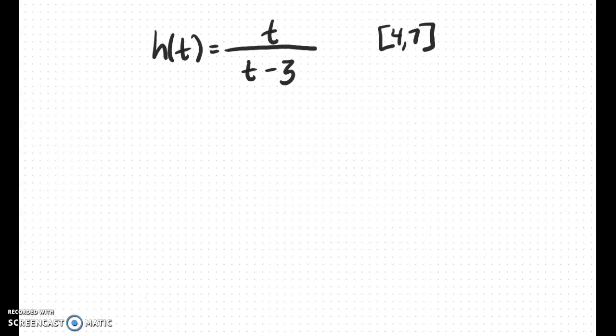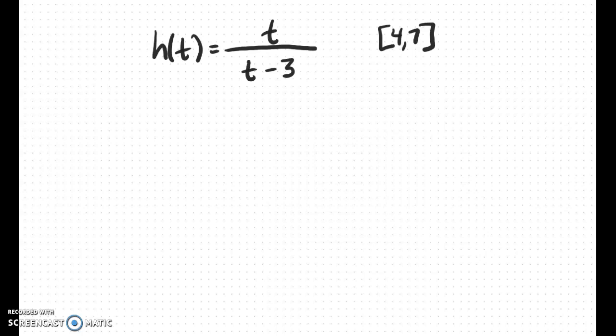This question comes from section 4.1, that's module 5, unit 1. It's number 9. And the question asks us to find the absolute extrema of the function on the closed interval. So this is function h of t. And it says h of t is equal to t over t minus 3. And the closed interval is from 4 to 7.